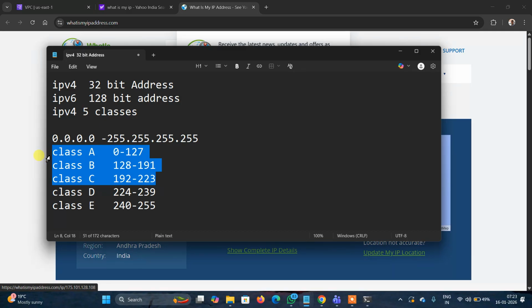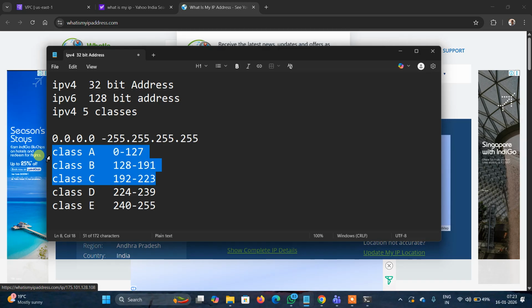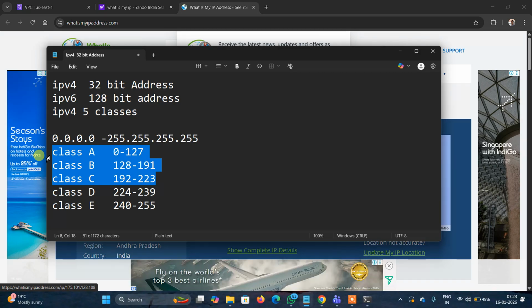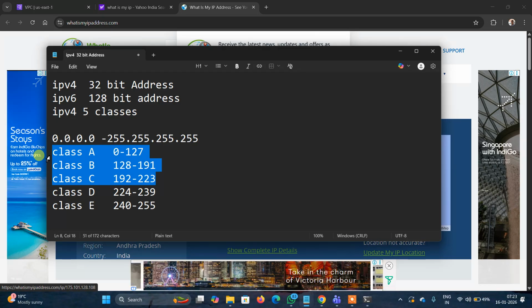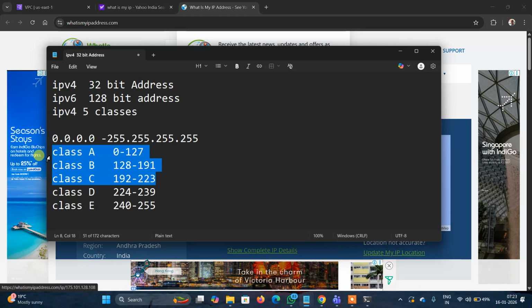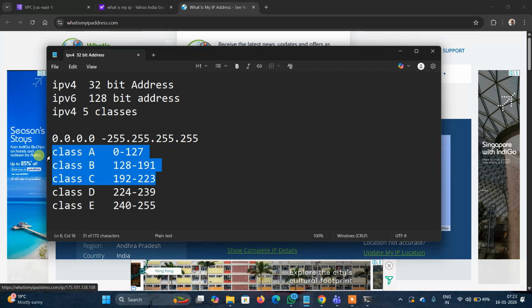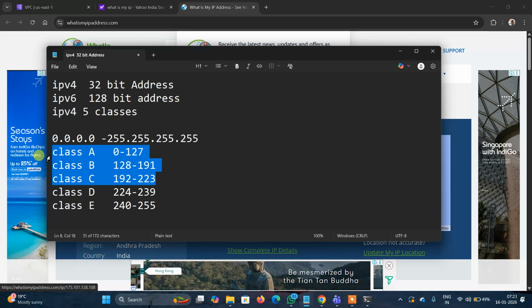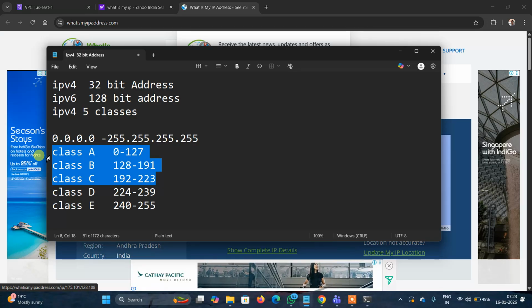Do you remember what anywhere means? Anywhere means I don't know the destination. When I don't know the destination and I want to send a packet to it, then I use 0.0.0.0. The zero network is nothing but the default network. Understand?